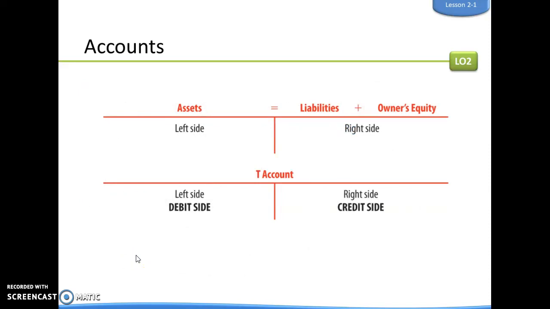Okay, so we're looking at this equation. Now we're going to break down a T account. So the assets equals liabilities plus owner's equity, the accounting equation, was put on a T account. Got a T looking with the lines, left side, right side. And down below it's just saying T account. Left side is the debit side, right side is the credit side.